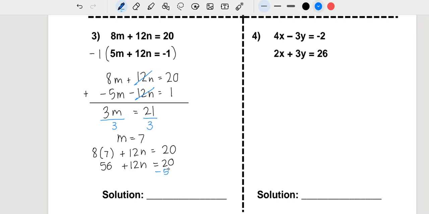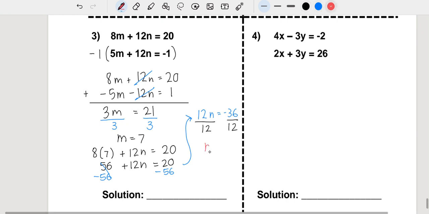Subtract 56 from both sides. I'm going to move this equation up here. So we have 12n equals negative 36. And then divide by 12. So n equals negative 3. And then again, you always put it in alphabetical order. So it's 7 comma negative 3.